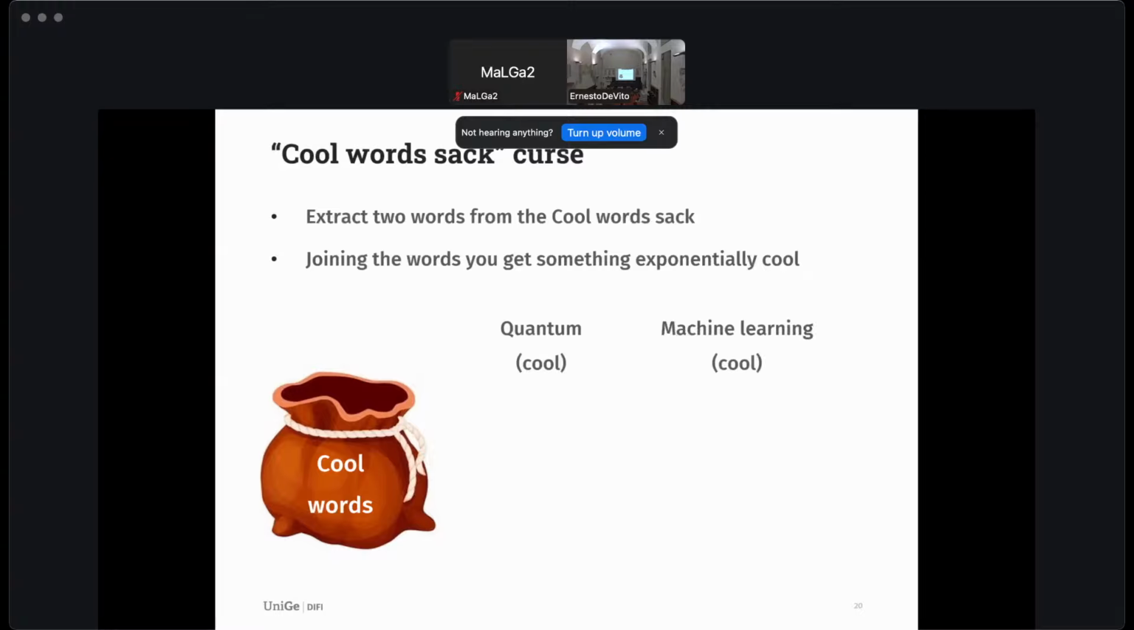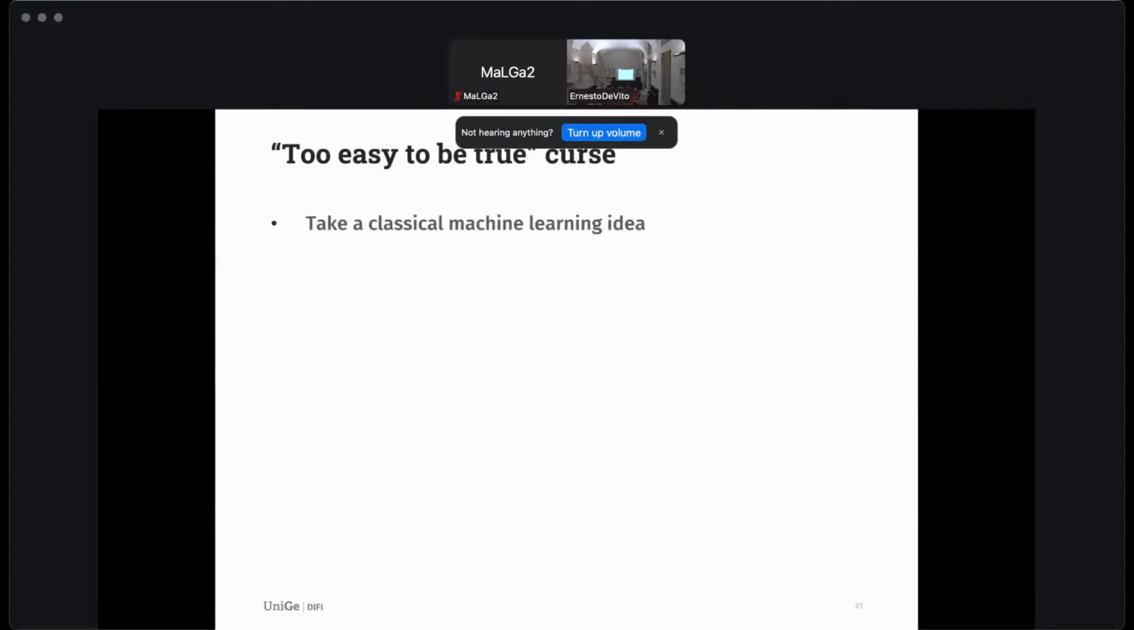Machine learning is, of course, cool. You join the two and you get quantum machine learning, which is exponentially cool. So this is the approach, but of course it does not work like this. It's not so easy. I mean, that's my critique. I can be honest. And the other problem is the one that is too easy to be true.